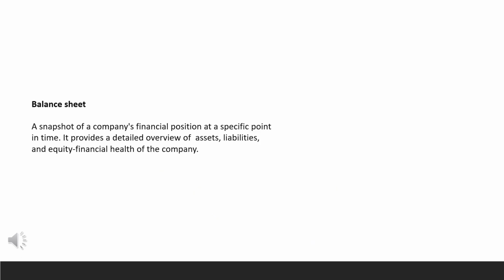A balance sheet is a snapshot of a company's financial position at a specific point in time. It provides a detailed overview of assets, liabilities, and equity. In short, it's financial health. Companies usually prepare the balance sheet on the last day of the financial year.